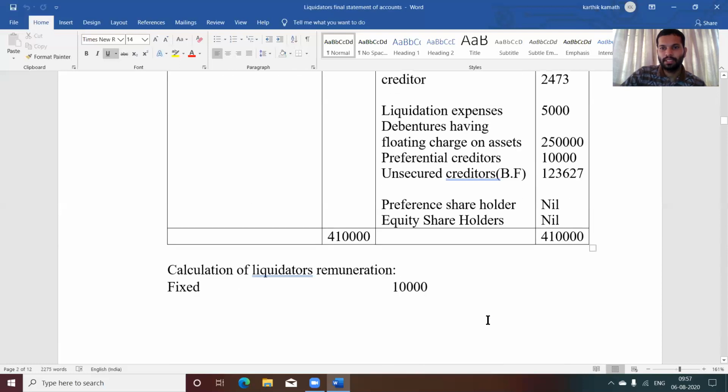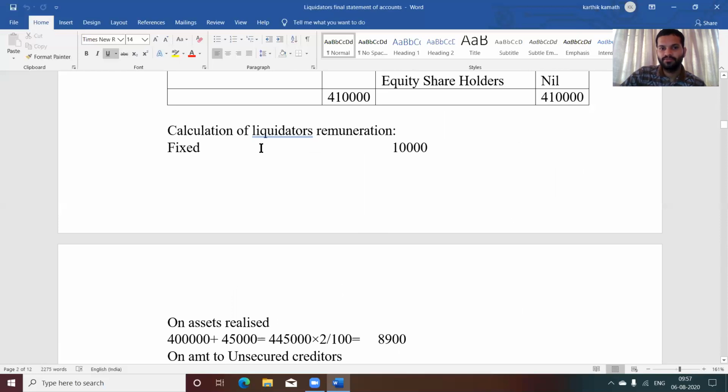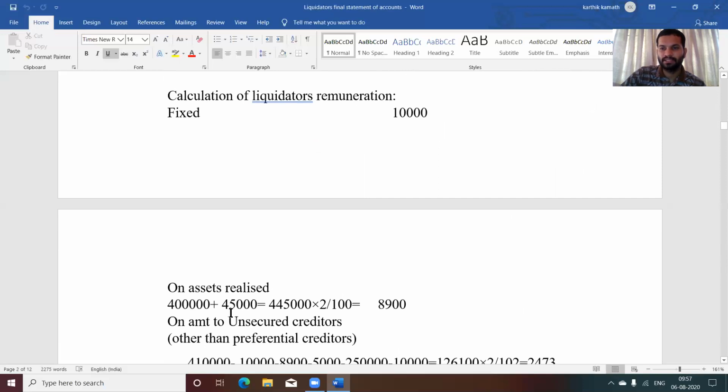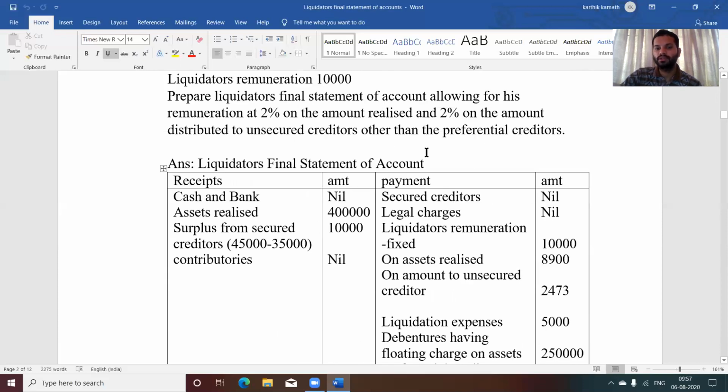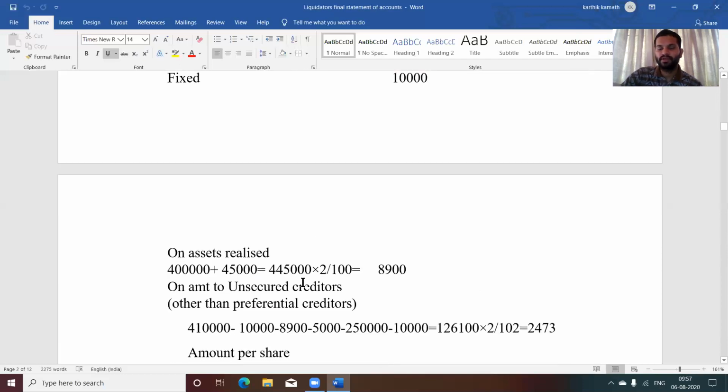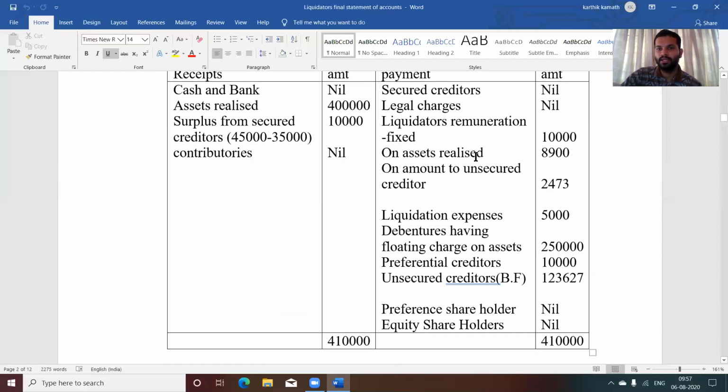Once you do the working note, the calculation of liquidator's remuneration: fixed 10,000, and on assets realized, 4 lakh plus 45,000. Securities realized 45,000, you need to consider it, though it is with the secured creditor, because we want the total assets realized. So 4 lakh 45,000, and percentage of commission is 2%. 4 lakh 45,000 into 2 by 100 is 8,900 on assets realized. Next is the amount to unsecured creditor. On the amount given to unsecured creditor, you also need to calculate this commission or liquidator's remuneration. That we will leave as it is for the time being.